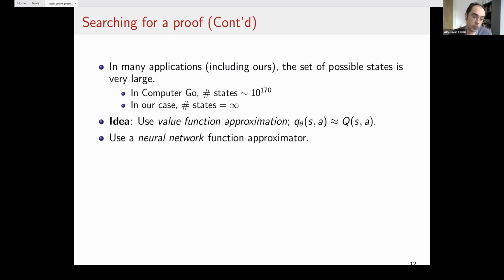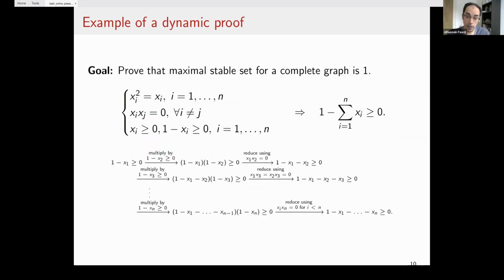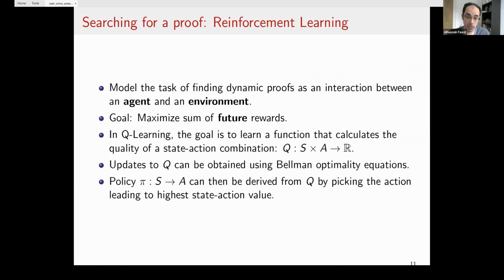remember that the inference rules that we have are continuous, in the sense that we can put any coefficient, these lambda i's. Let me go back to this slide. You remember we have these inference rules. If you have a set of h_i's that are non-negative, then you can combine them with any non-negative linear combination, and you also get a polynomial that is non-negative. So essentially, the number of states that you have is infinite.